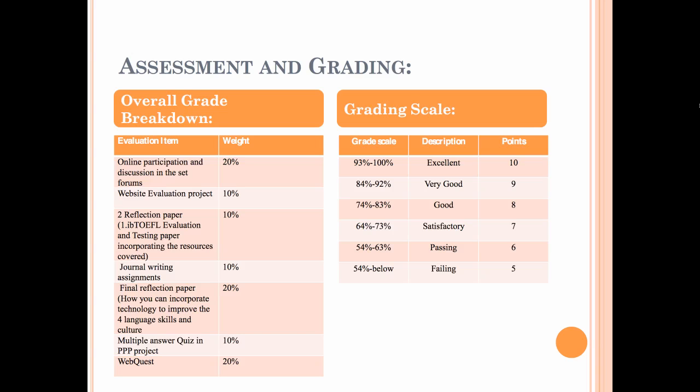One would be an evaluation and testing paper incorporating resources covered about assessment and reflecting on your taking of the iBT TOEFL, internet-based TOEFL. And the second one is the final reflection paper, which incorporates technology for improving foreign language skills and culture. The first reflection paper brings you 10%, the second reflection paper brings you 20%. You will be required to do at least 3 journal writing assignments, which brings you 10% of your grade.